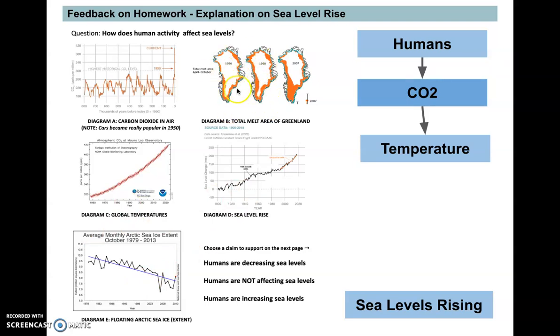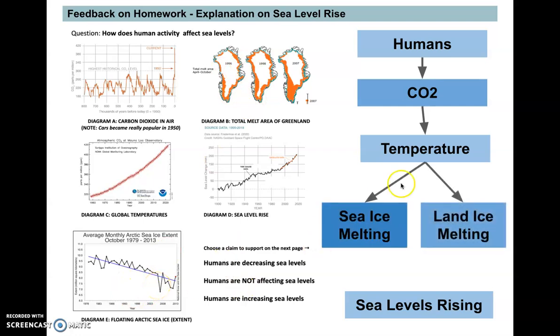Now that we have these changing temperatures, well, that looks like they could affect, we have two things with ice right here: land ice and sea ice. Could it affect both? Yeah, absolutely. So this won't always happen, it usually won't, but here we actually have two arrows, sea ice melting and land ice melting.